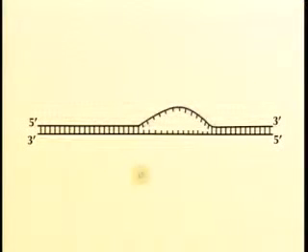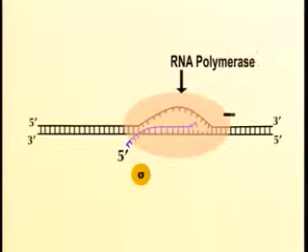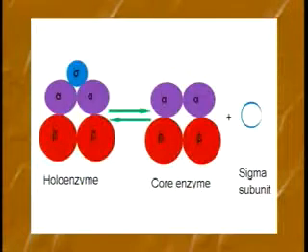Once RNA synthesis is initiated, sigma dissociates after RNA is 8 to 9 bases long, and then the core enzyme brings about elongation of mRNA. The dissociated sigma factor may again combine with core enzyme to form RNA polymerase holoenzyme.